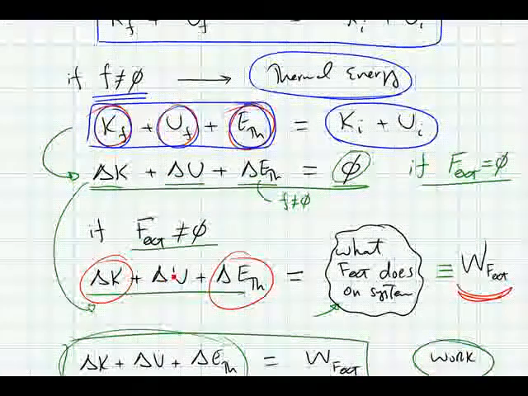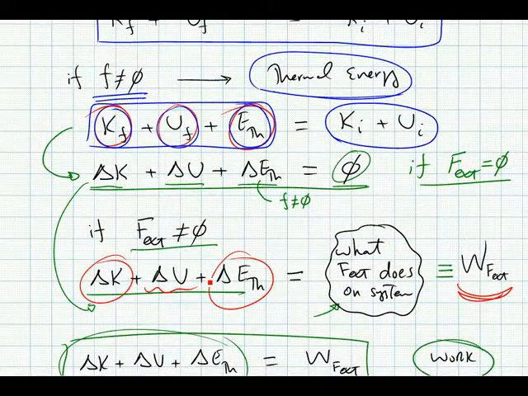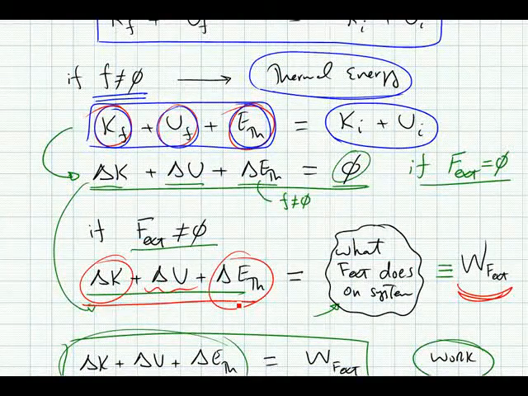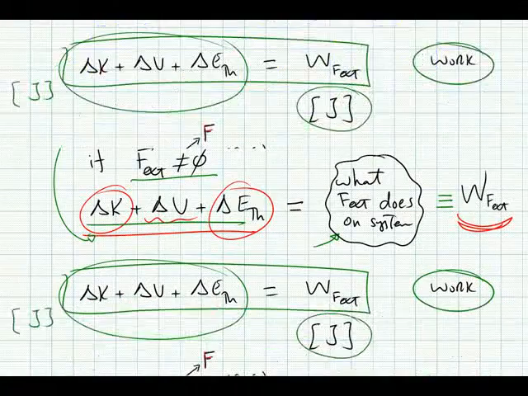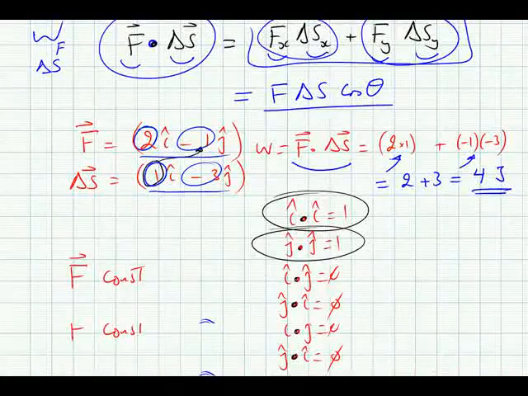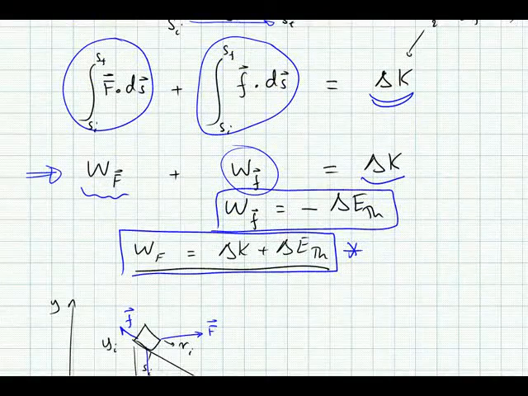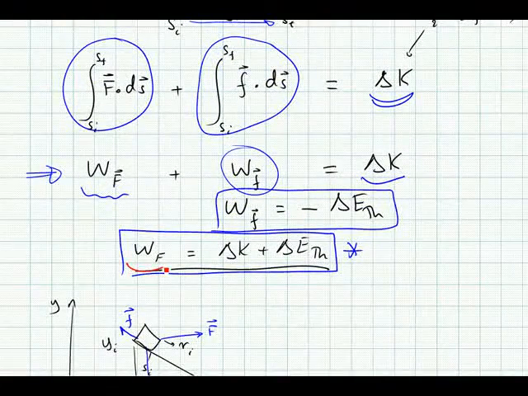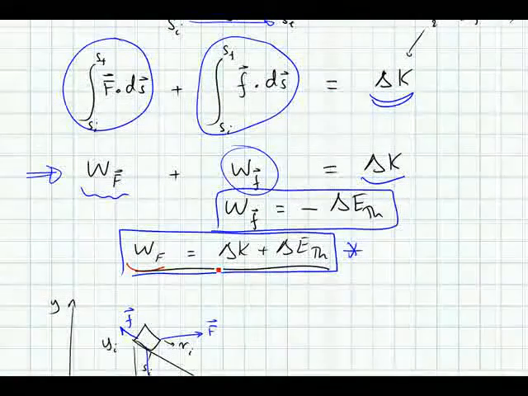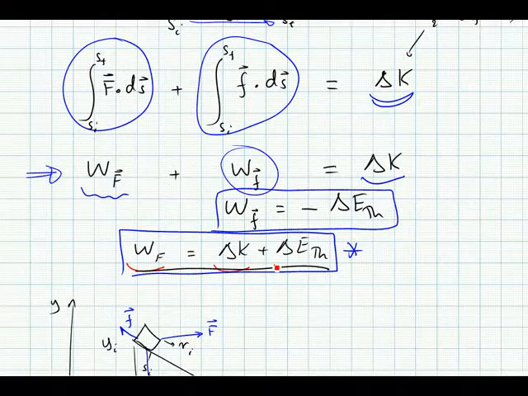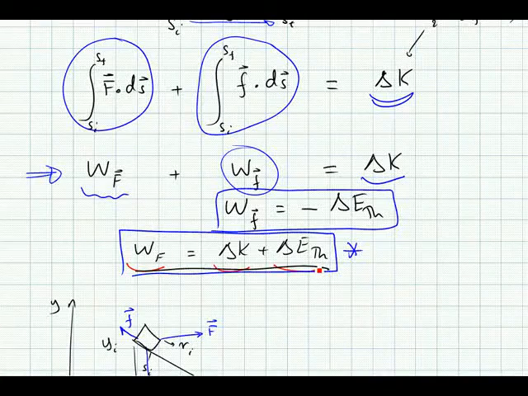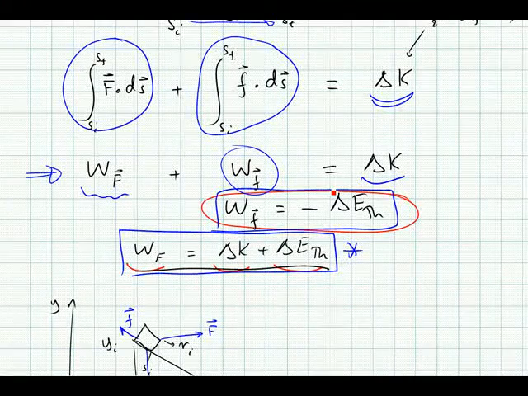In the example we're considering just now, delta U is 0, but if delta U were not 0, then this whole change in kinetic plus change in potential plus change in E thermal is equal to the work done by the external force on the system. So in this example, we have work done by external force F is equal to change in kinetic energy plus change in the thermal energy, and the change in thermal energy is the negative of work done by friction force on the system.